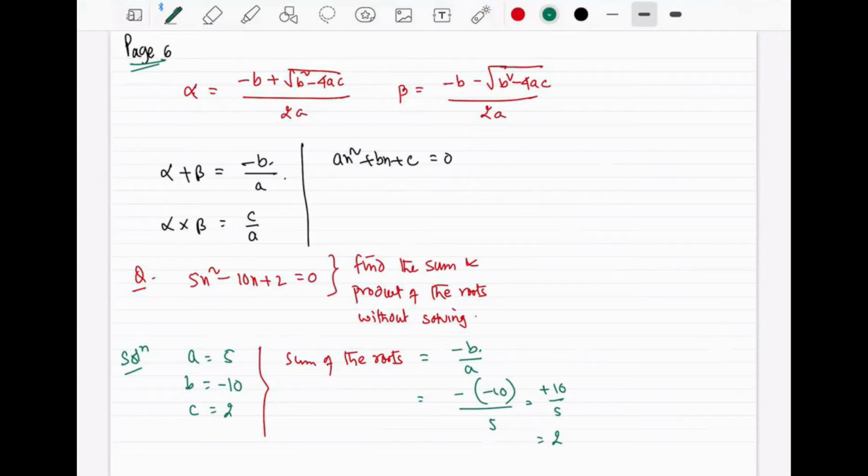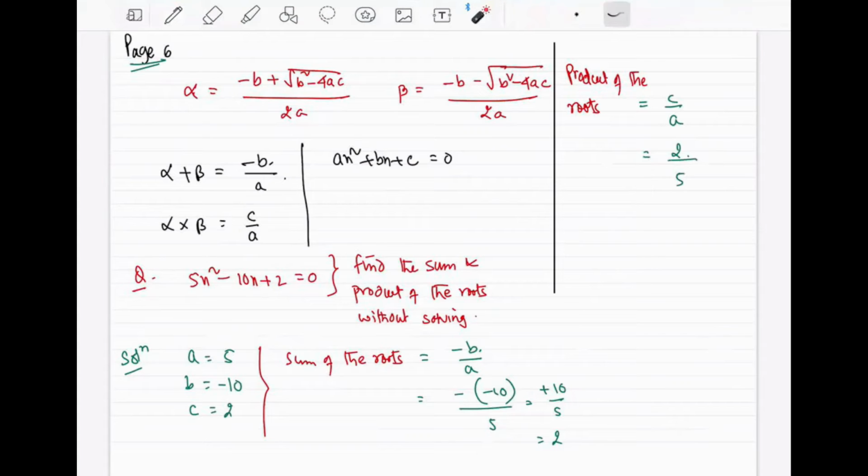So let's find out the product of the roots. What is the formula? It is equal to c by a. How much is c? c is 2, divided by a, which is 5. So it's done. No further cancellation is possible. So it's just 2 by 5. Product of the roots will be 2 by 5. Sum of the roots is just 2.